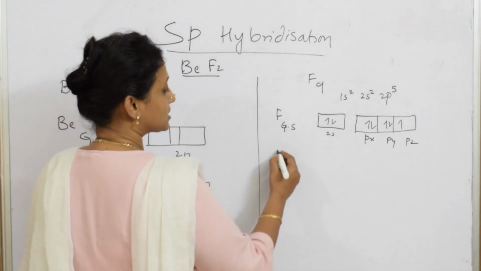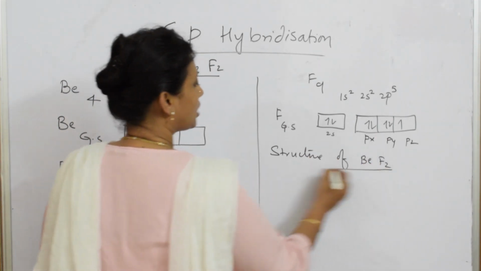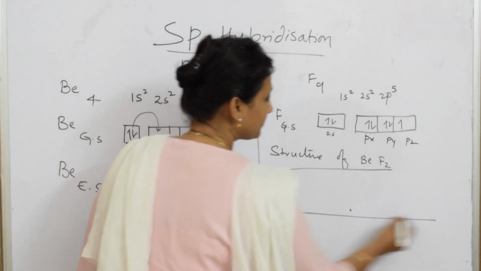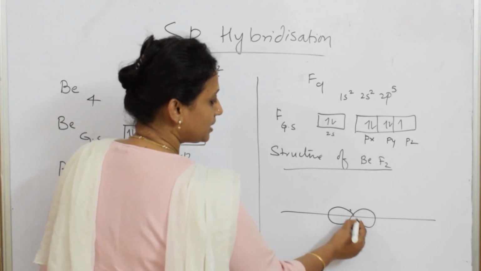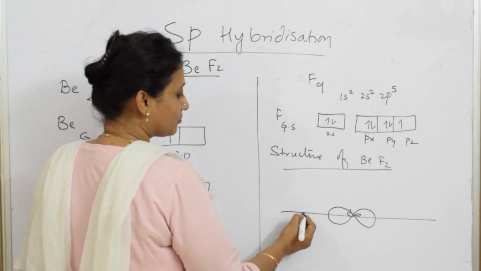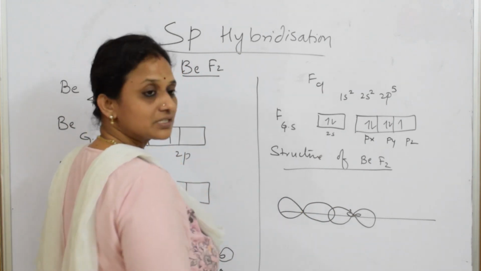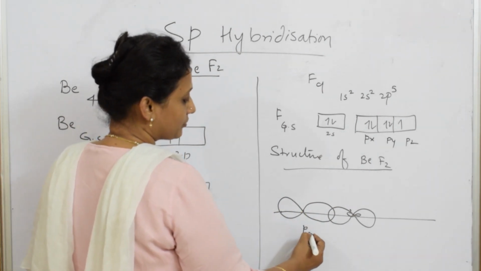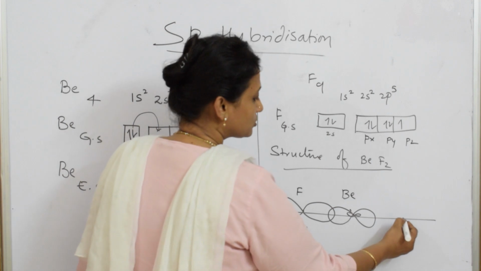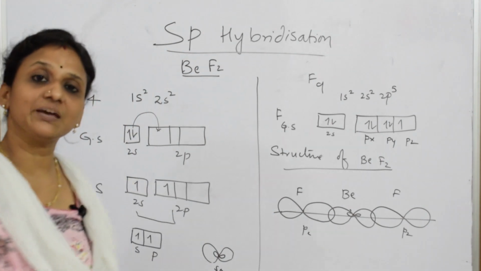And how does it look? Structure of BeF2. So how many fluorines? 2. So I'm going to write this here. Let me make one line. Now center, the s and p of beryllium. Now pz of fluorine, as I said, the p orbital is dumbbell shape. That p orbital will overlap with this. So this is your p orbital of fluorine, pz. Because I have one fluorine here and one beryllium here, I should also pick up one more fluorine with pz. This is your hybridization structure.